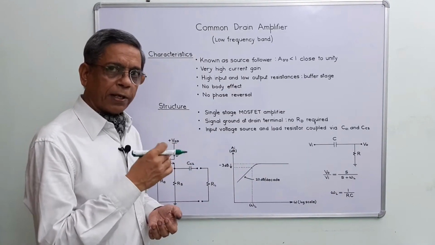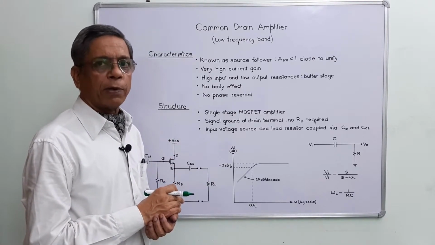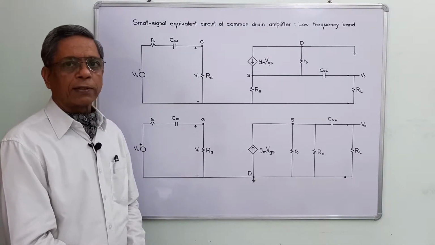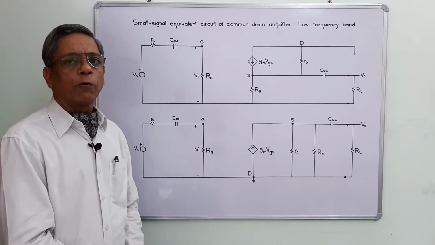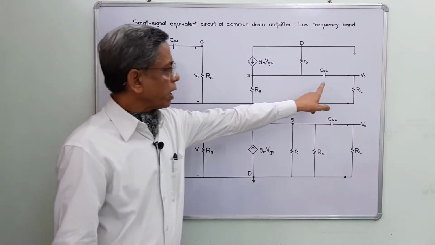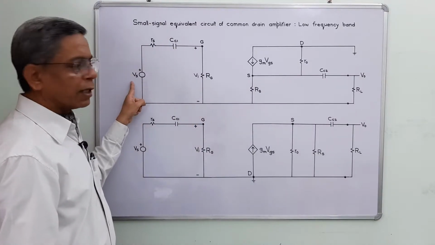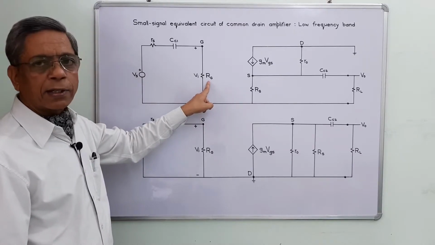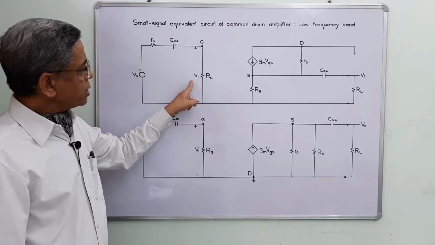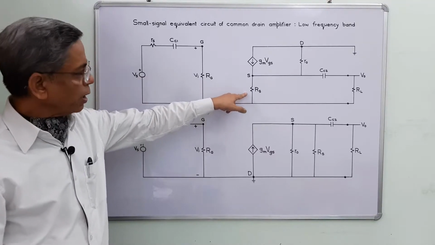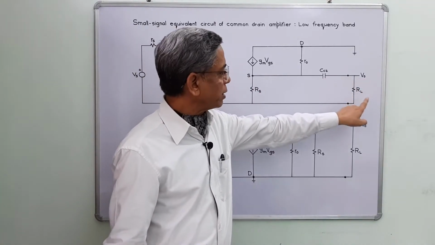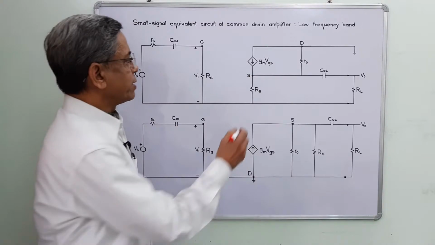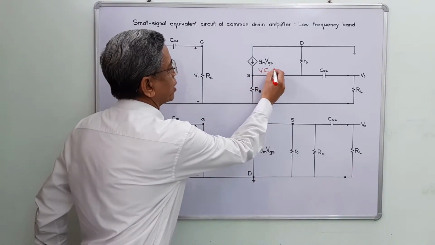On the next page, I'll explain a small signal equivalent circuit for the common drain amplifier at low frequency band. These two are high valued coupling capacitors, and this is the input voltage source. This is the internal resistance of the input voltage source. This is the biasing resistor. Vi is the input voltage across the bias resistor. This is the source resistor across which output is taken. This is the load resistor. This is the output resistance of the device, and gm VGS is the voltage controlled current source.